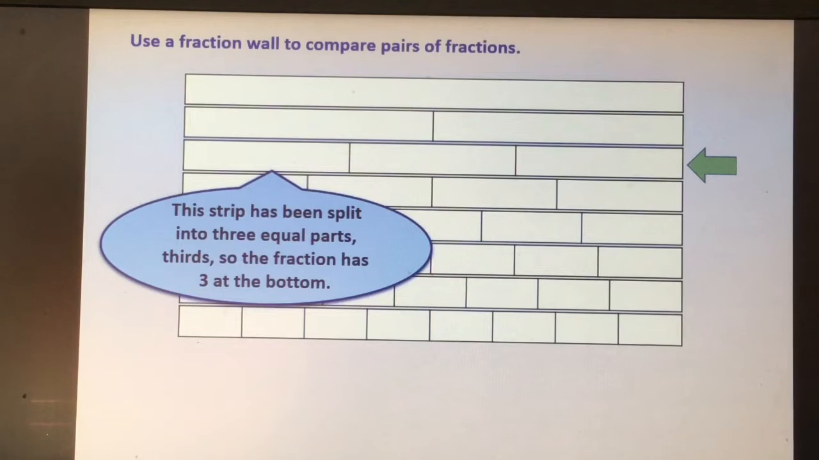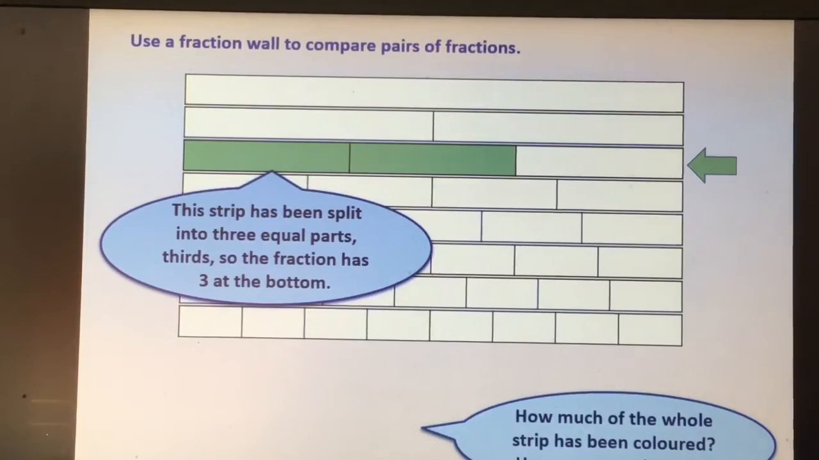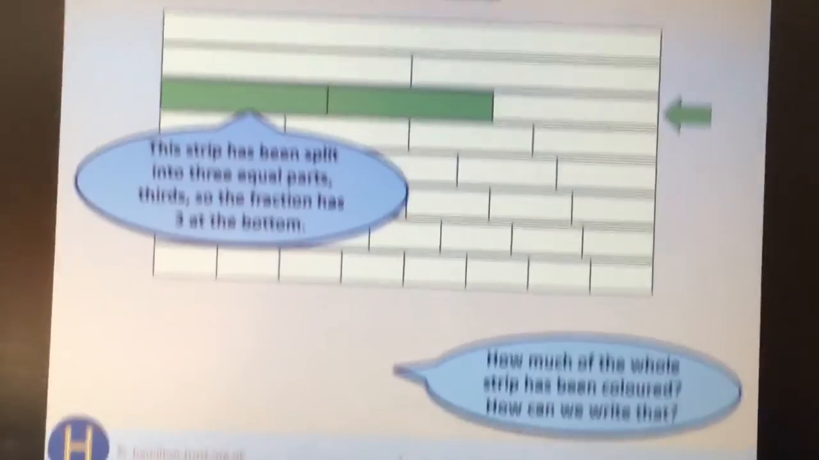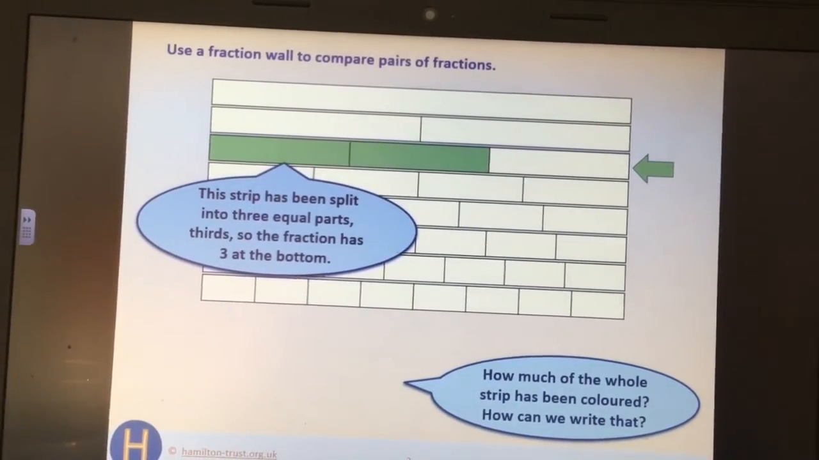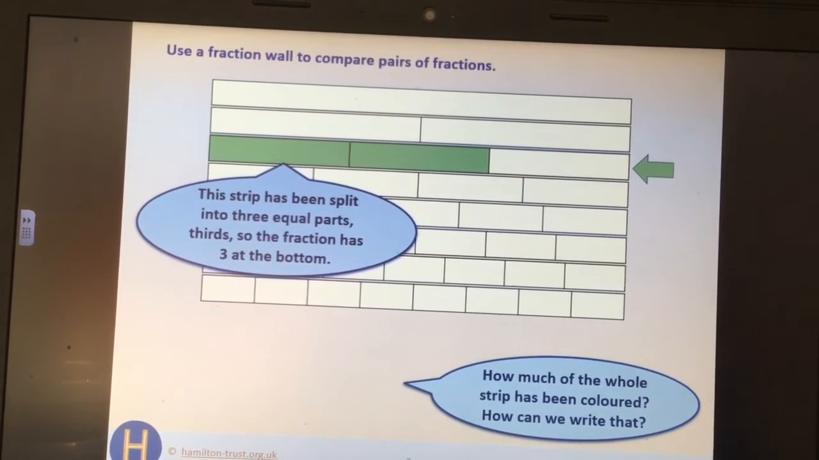Now that strip there has been split into 3 equal parts, and these are known as thirds. So the fraction has a 3 at the bottom. How much of the whole strip has been coloured in? We can see 2 of those thirds are coloured in. So we would write it as 2/3. There are 3 parts and 2 of them are shaded in, so it is 2/3.